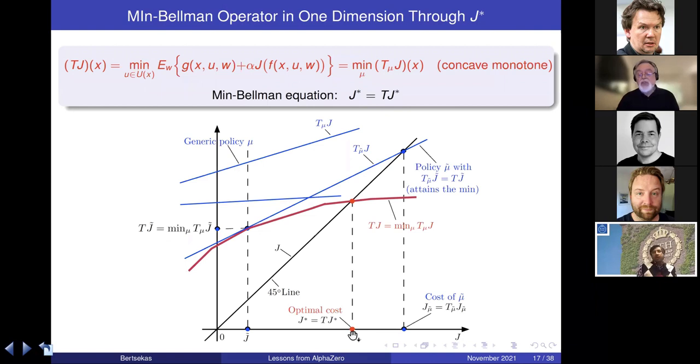And now the optimal cost, J star, is obtained as the fixed point of the operator T. It is the point where the red curve meets the 45 degree line. So that's how you visualize J star and all these operators and the connection of the blue operators with the red operator. A thing to notice is that the red operator is concave. And also at J tilde, the blue operator that attains the minimum is tangent, provides a linearization of the red operator at this point. Now this linearization is going to be key for understanding the role of Newton's method.